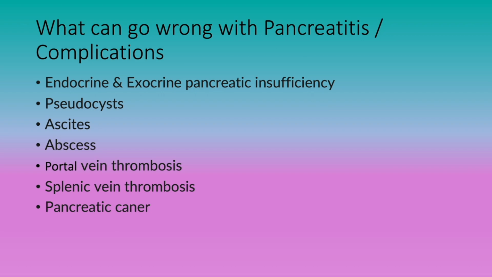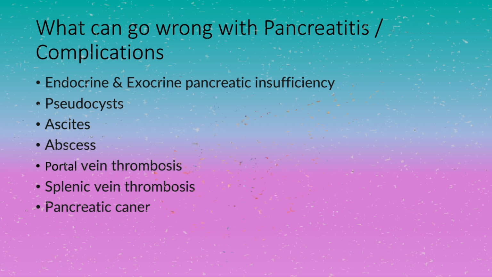What are the complications of chronic pancreatitis? So, as we discussed earlier, endocrine and exocrine pancreatic insufficiency is one of the major complications which is responsible for most of the symptoms. Other complications include pseudocysts, which are encapsulated collection of the pancreatic fluid, ascites, which is the free fluid in the abdominal cavity, abscess formation, portal vein thrombosis, splenic vein thrombosis.